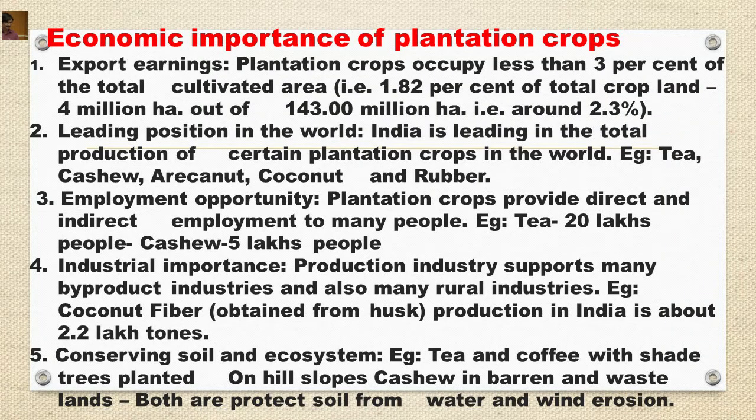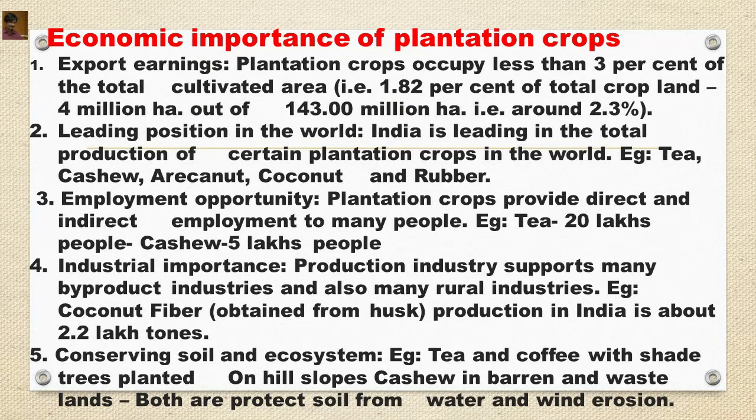Employment opportunities. Plantation crops provide directly and indirectly means of employment to many people, like tea to about 20 lakh people, cashew about 5 lakh people. Industrial importance. Production industries support many byproduct industries and also many rural industries like coconut fiber, which is obtained from coconut husk.